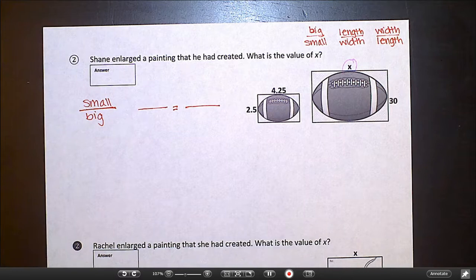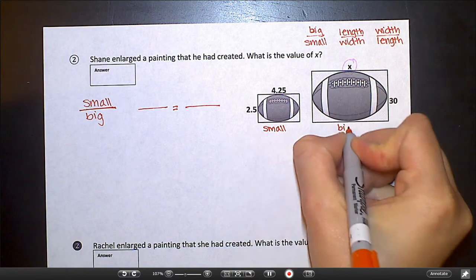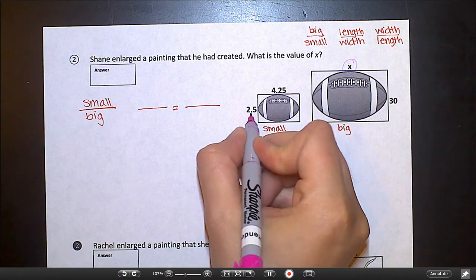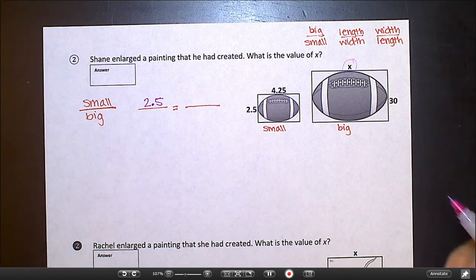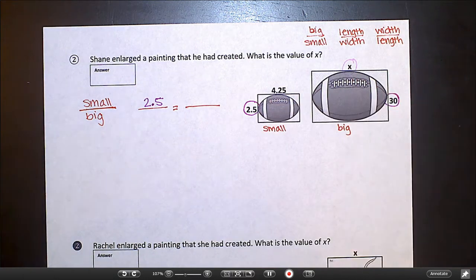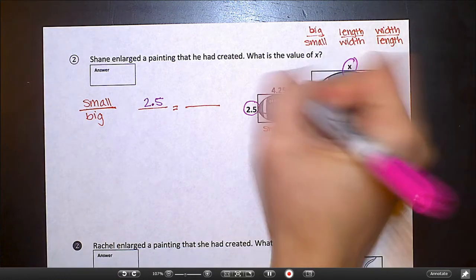So line equals line. If I'm going to do small over big, that means I'm going to start with my small figure. This is small. This is my big. So now, let's say I'm going to start with 2 5/10. That's my small. And I need to say, what is the corresponding side on my big figure? And this is where it's a great idea to go ahead and write on your picture, write on your paper, and connect the ones that go together. So those two go together, and these two go together.